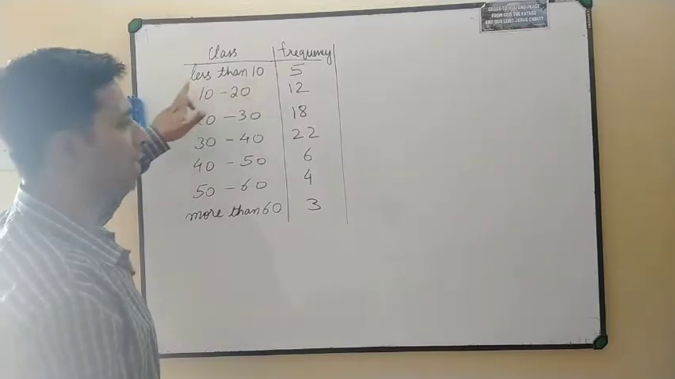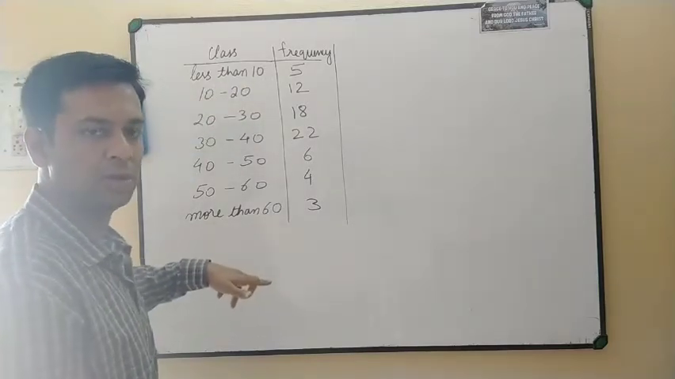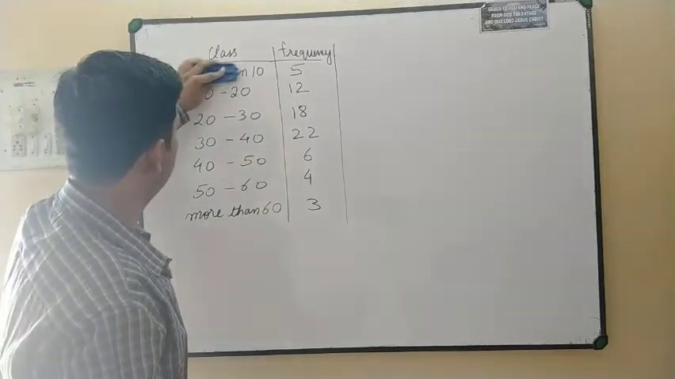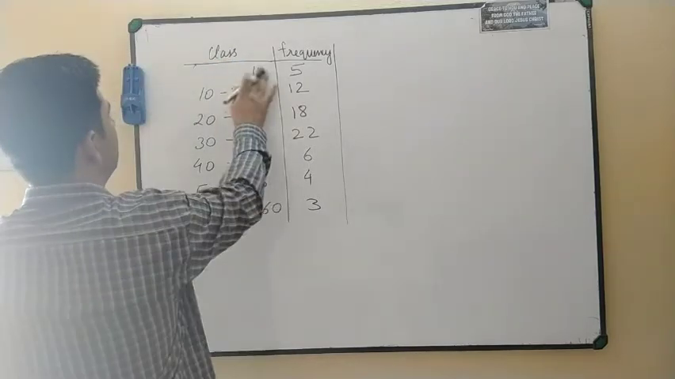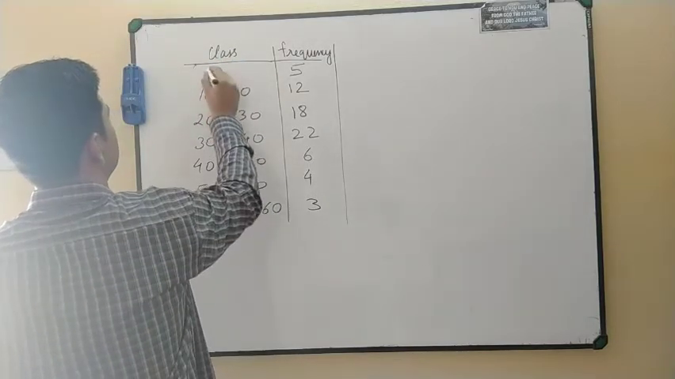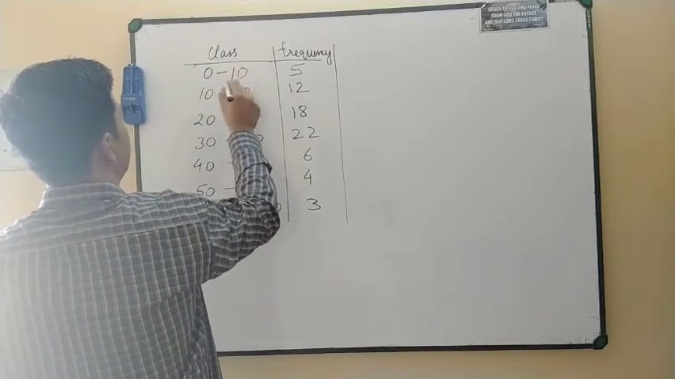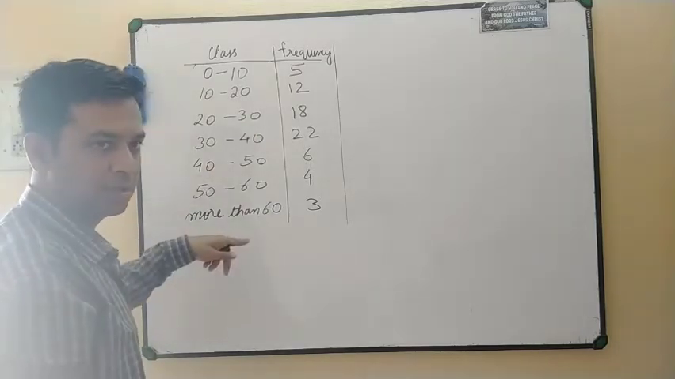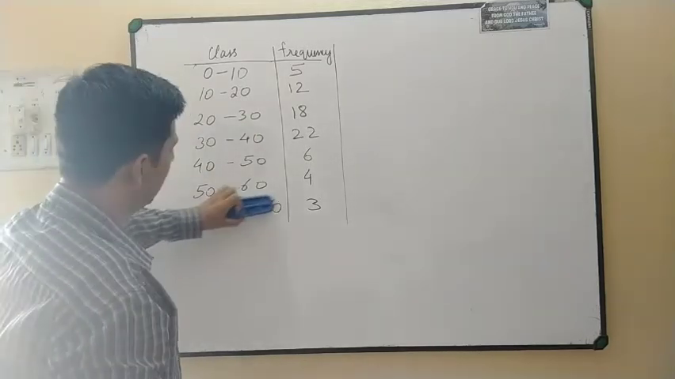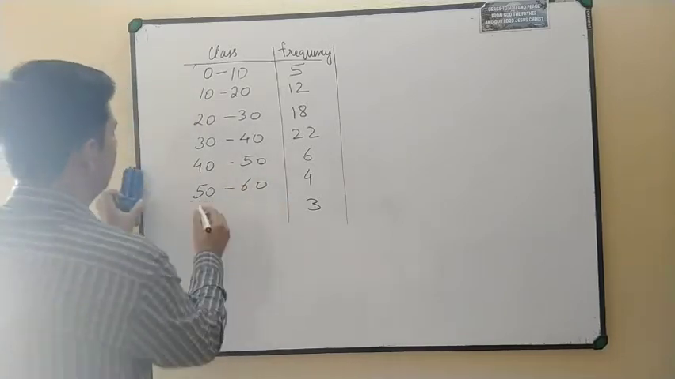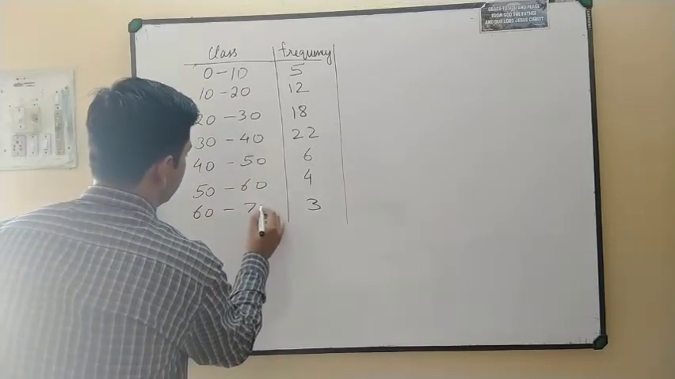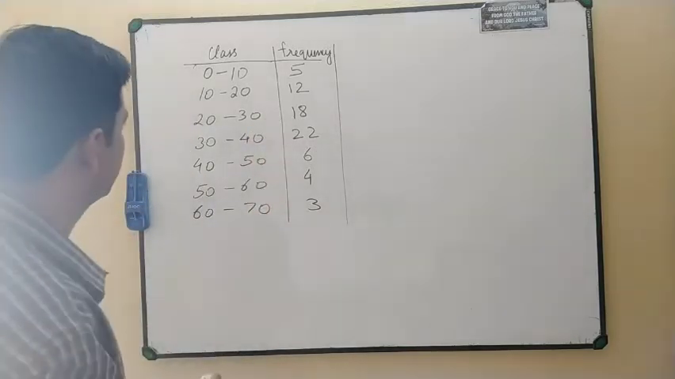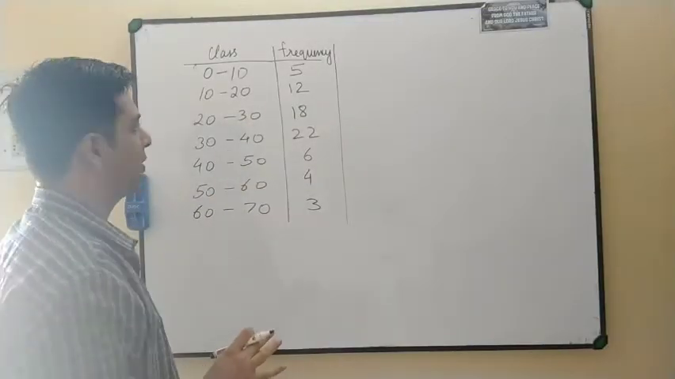As the difference is only 10, we will go back by 10 only. So it will be 0 to 10. So let's make it 0 to 10, 10 to 20, like this. Here, for more than 60, the difference is 10 everywhere. So how much ahead can we go here? It will be from 60 to 70. Okay? No adjustment in the frequency is required. Now we'll move forward.